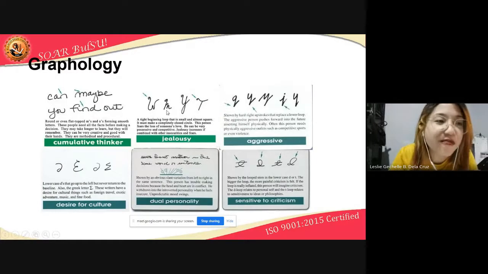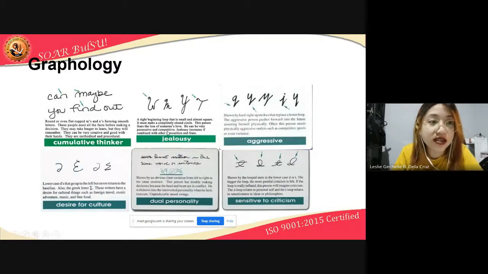Pag seloso ka, a tight beginning loop that is small and almost square. It must make a completely closed circle. This person fears the loss of someone's love. He can be very possessive and competitive. Jealousy increases if combined with other insecurities and fears. So yung beginning loop, maliit lang yan, and it is closed. Selosong tao daw yung ganyan.